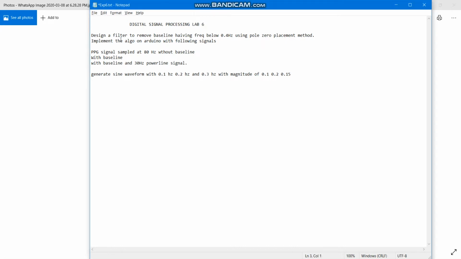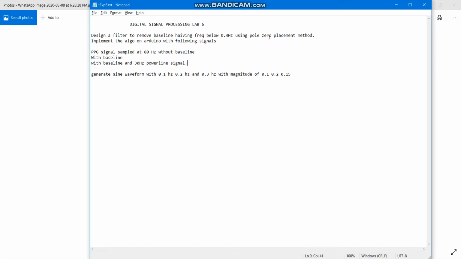So in this lab we have to design a filter to remove the baseline having a frequency below 0.4 Hz using the pole-zero placement method, and we have to implement this algorithm on Arduino for the following signals. We have been given the signals which are the PPG signal sampled at 80 Hz without baseline, with baseline, and the PPG signal with baseline and a 30 Hz power line signal.